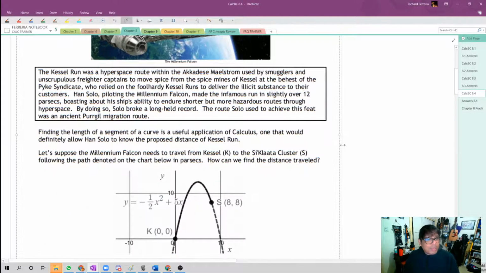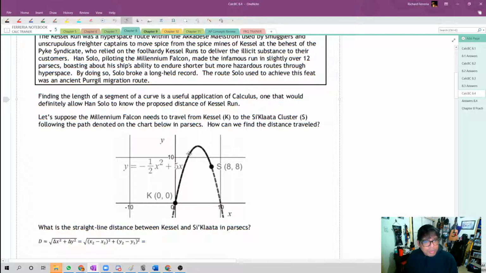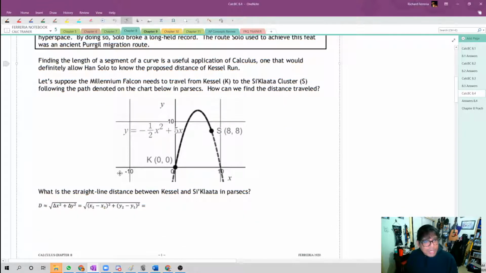So what we have here is we're going to say that we are going to go from point K to point S following this route. Okay, and we're going to travel that route along this parabola, and we need to estimate how long this route is. They often say that if you put a piece of string on this curve right along it, how long would that piece of string be? And that is arc length. How long is this arc?